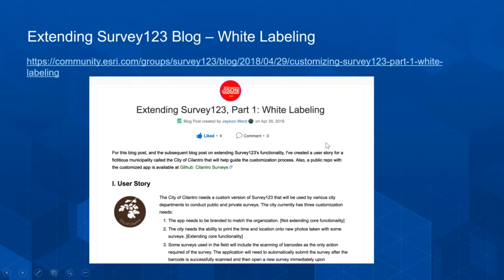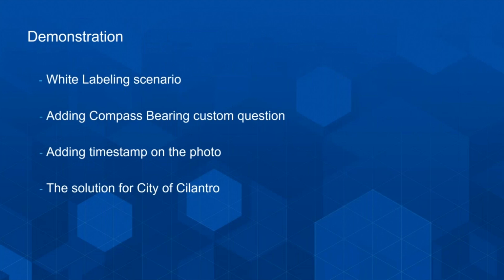The demonstration that we're going to have today is first the white labeling scenario, adding the compass bearing to the spinner question, and adding a timestamp on the photo. Those will be the solution for the City of Cilantro. So with that, let me start up my screen.